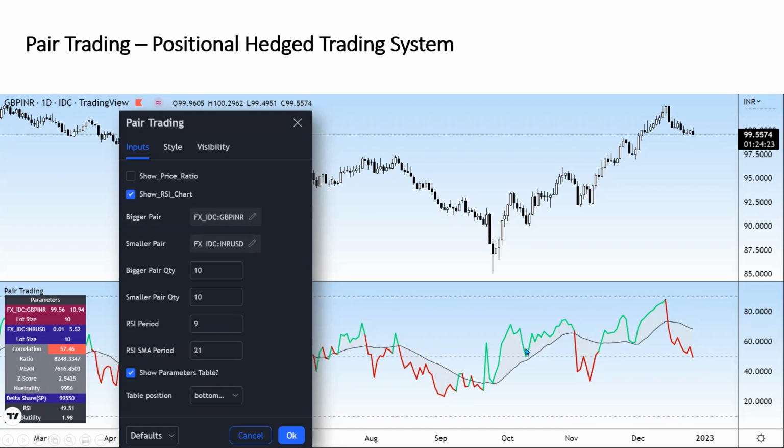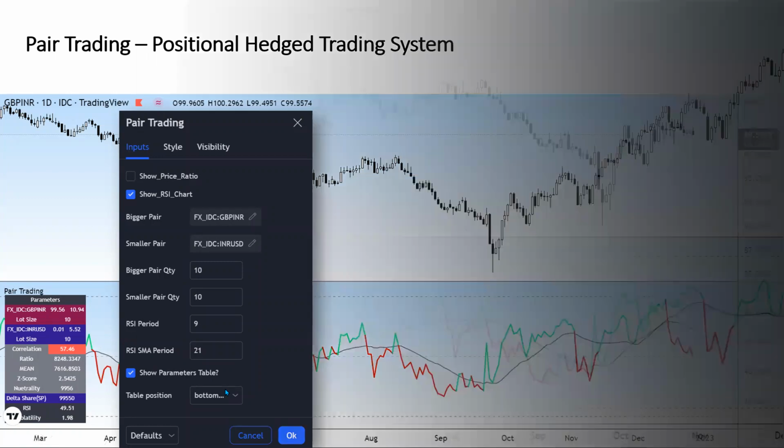RSI का period, RSI का moving average, you can all define it here or keep it standard. Your table, if you want to hide, and if you want to move this table anywhere else, that provision is also there. Okay.